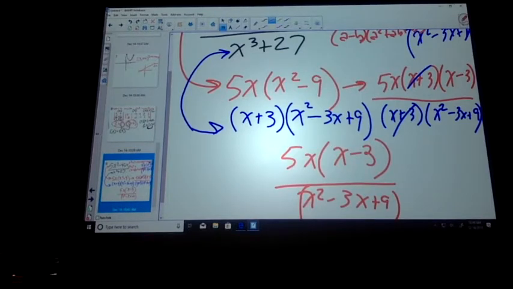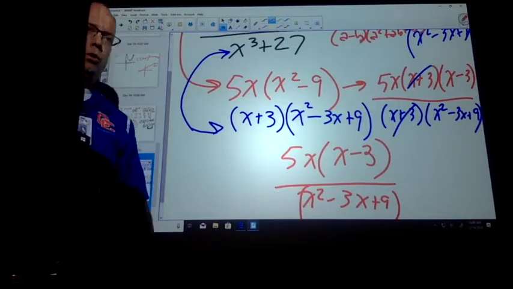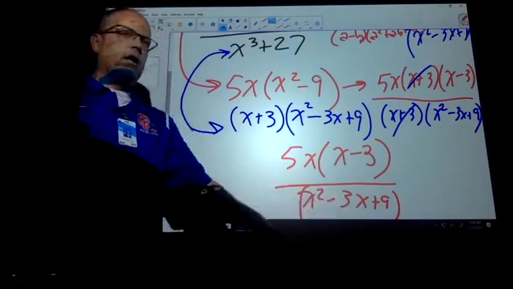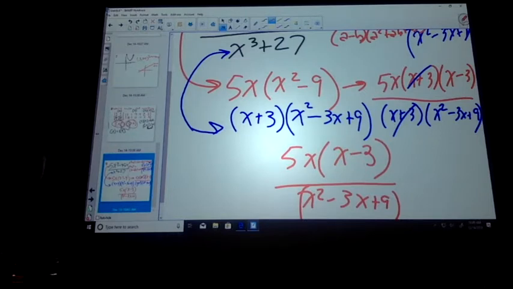Why can't you factor down the bottom? It will not factor. There's no 2 numbers you can multiply together to give you 9, add together to give you 3. You can use the quadratic formula on it, but we're not looking for the roots. Okay. But if I were to factor it, it would be imaginary roots. So you'd get i.